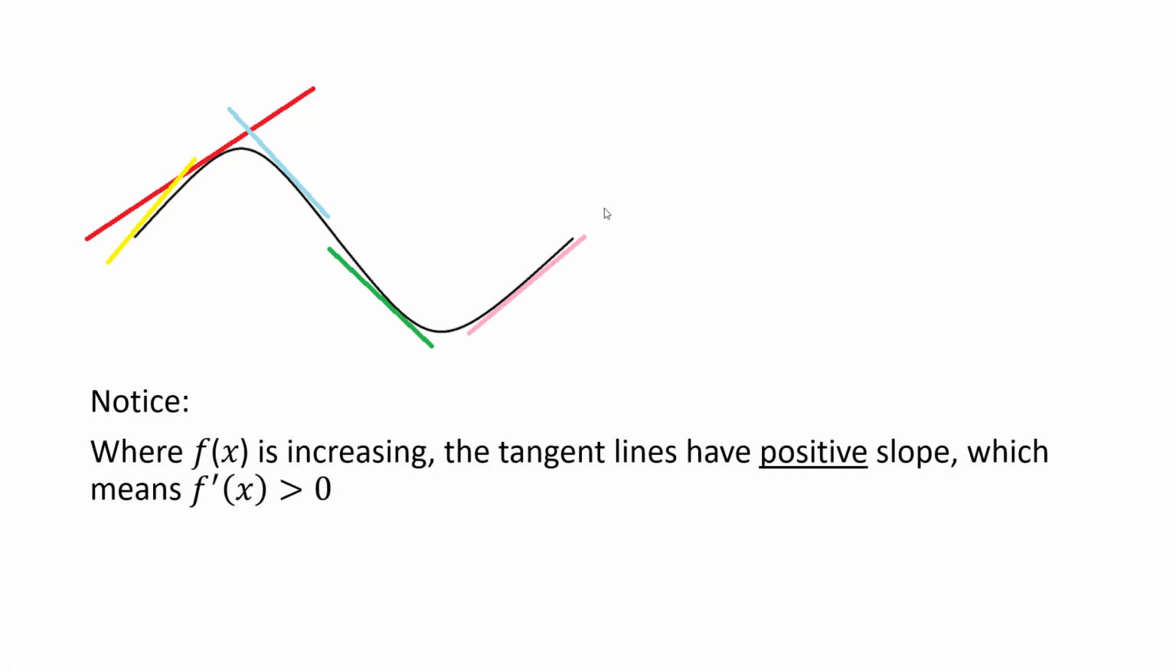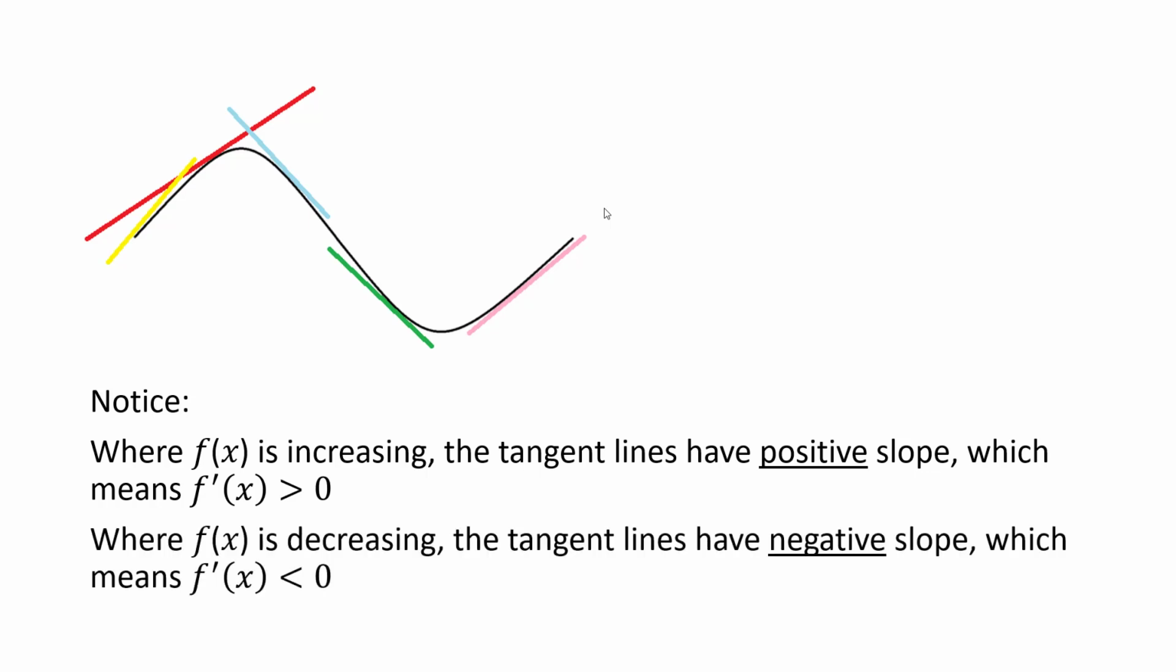So notice I'm going from increasing, all my tangent lines have positive slope, to decreasing, all my tangent lines have negative slope, to increasing again, my tangent lines have positive slope. So that's an important thing to notice there. So when your function is increasing, the tangent lines have positive slope. Well, what measures the slope of a tangent line? The derivative. So where your function is increasing, your derivative is positive. Where your function is decreasing, the tangent lines have a negative slope. Again, the derivative measures the slope of the tangent line. So where your function is decreasing, your derivative is going to be negative.